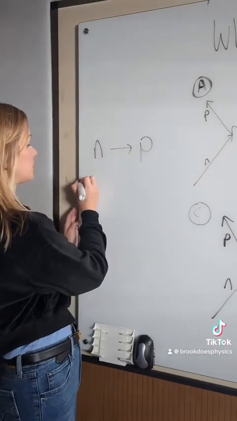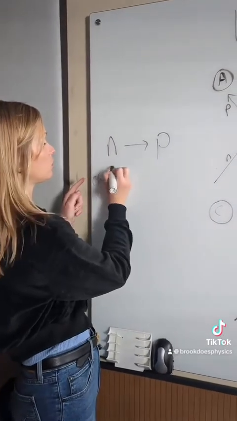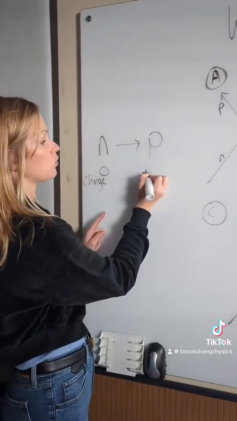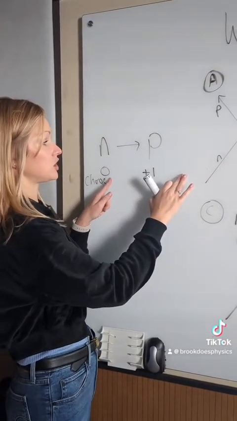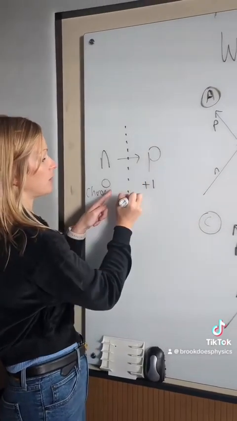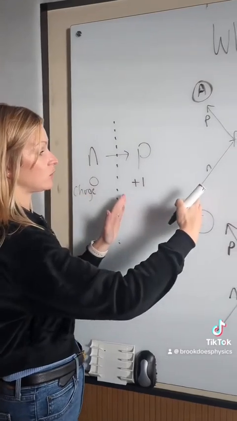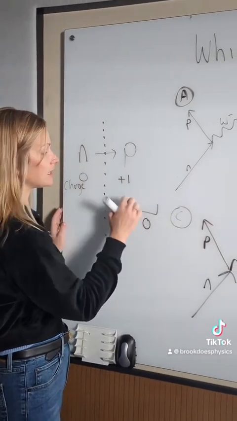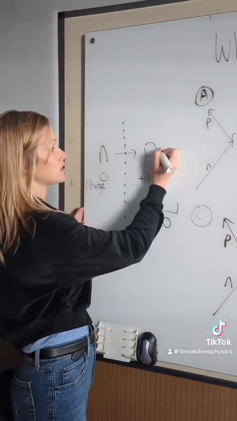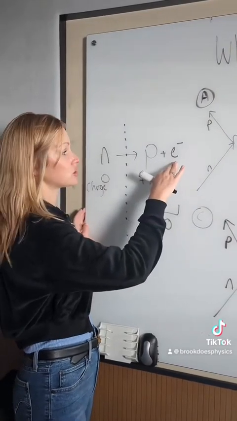So the first thing I want to do is look at the charges. I know the charge of a neutron is 0 and the charge of a proton is +1. And I know the charges have to be balanced on both sides of the equation. So what I would do is I separate my equation, and if I have 0 charge on this side, I need to have 0 charge on this side. So in order to get 0 on this side, clearly I need something negative. So that's why I'm going to add an electron, because I know electrons are negatively charged.